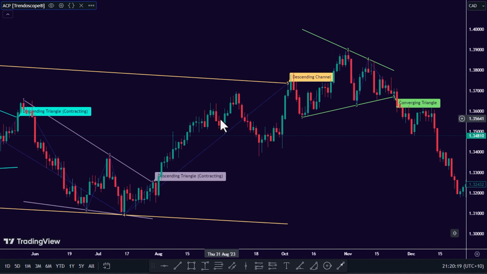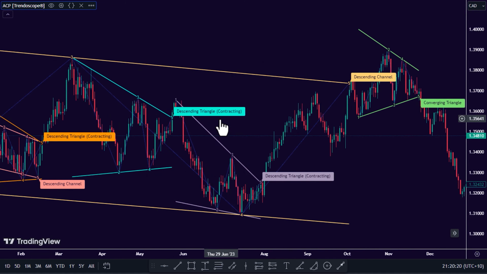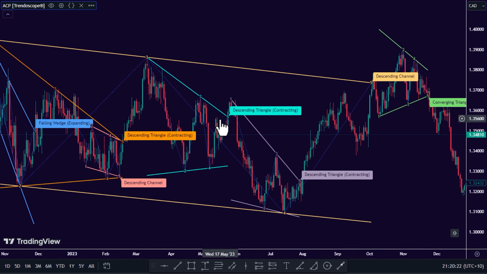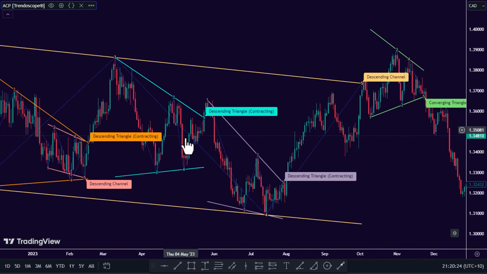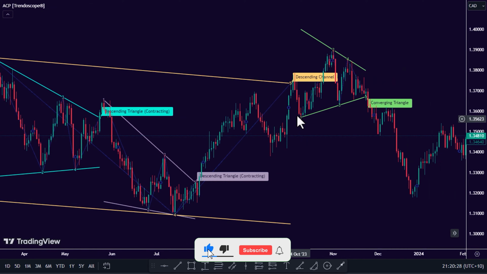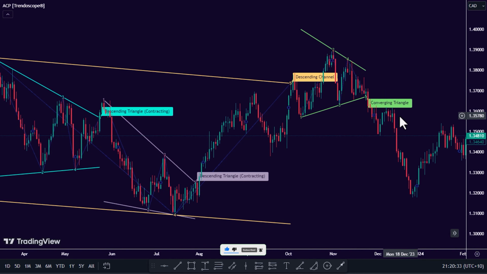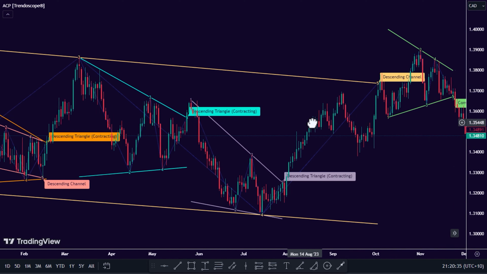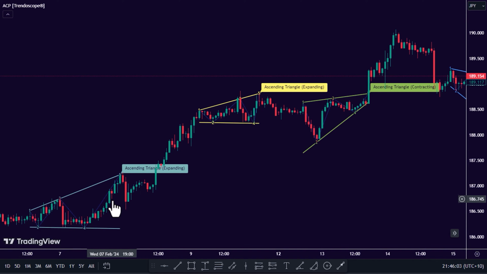How does the Auto Chart Patterns Trendoscope Indicator work in the market? There are two ways to use this indicator. 1. Continuation trading strategy. 2. Reversal trading strategy. How does the Auto Chart Patterns Trendoscope continuation trading strategy work in the market? First, let's discuss how to use it for the continuation of an uptrend.